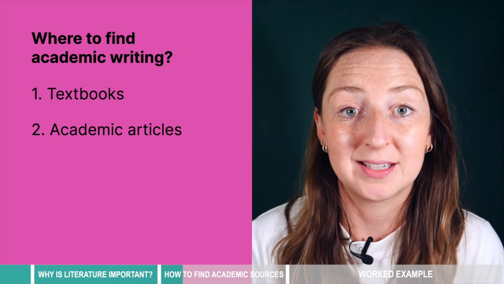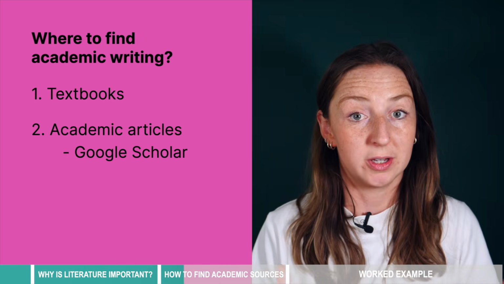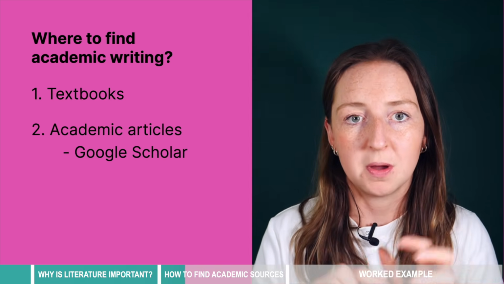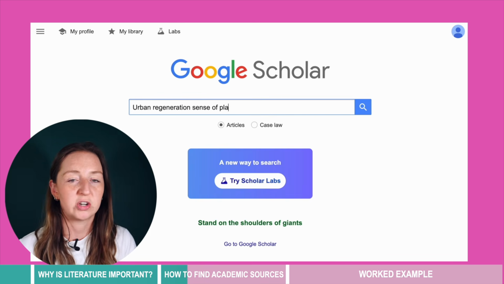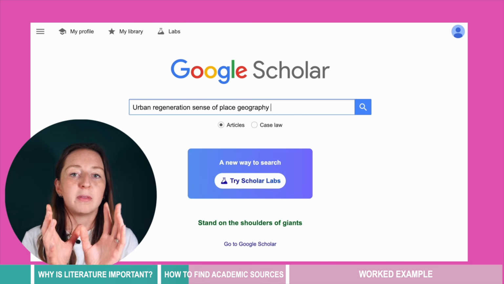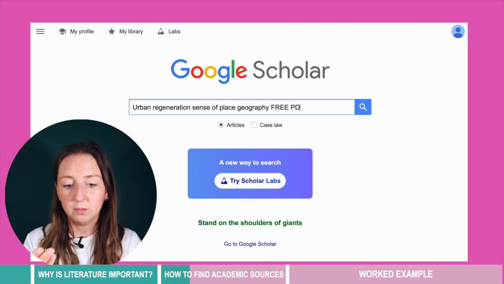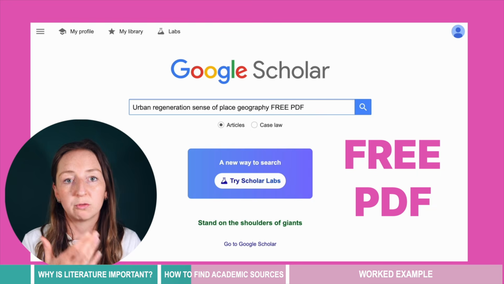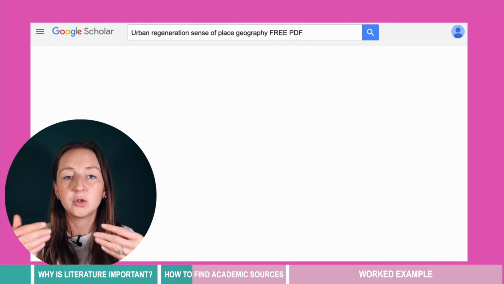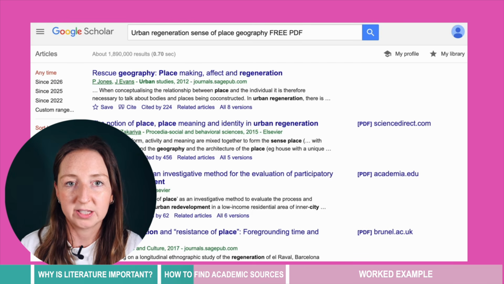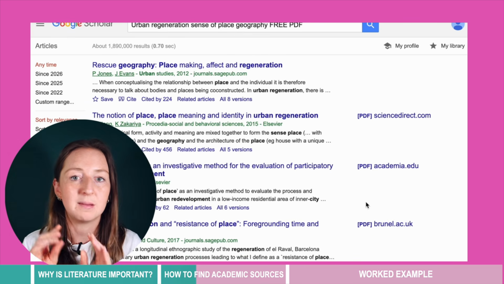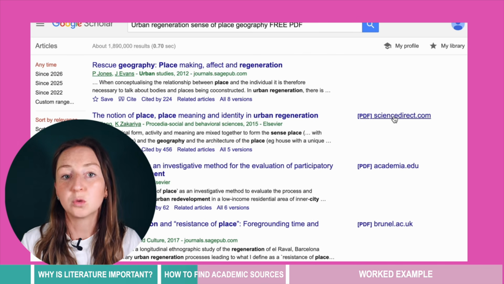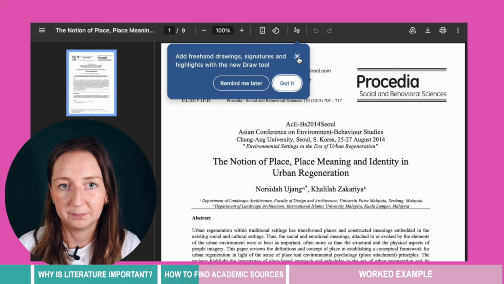One way you can find academic articles is going onto Google Scholar. So you type into the Google Scholar search bar the topic that you're interested in, so say how urban regeneration has impacted sense of place. But then because you can often reach the paywall, I recommend you add "free PDF". And this normally comes up with articles that are freely accessible for you to find. You'll see on the right hand side there's normally a little PDF button, and it means you can click it straight away, and that's one way you can find academic writing.